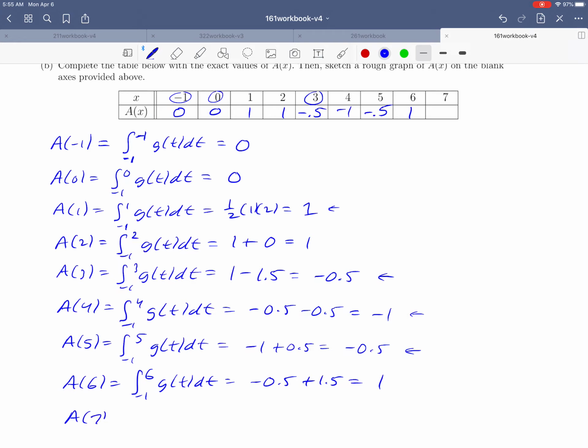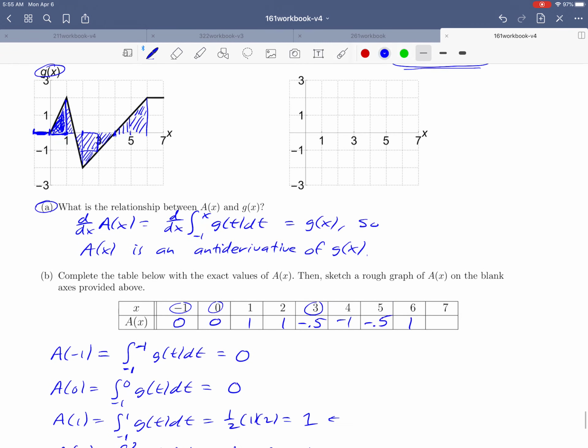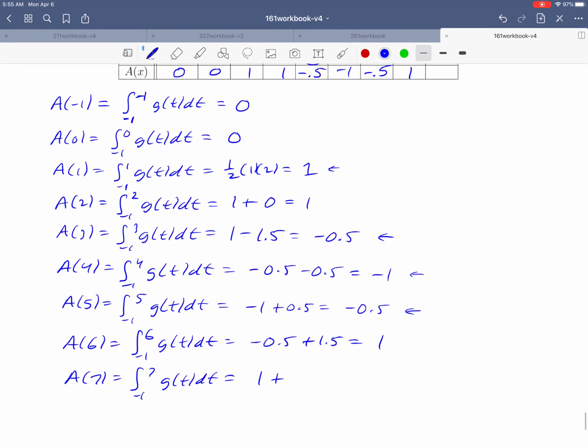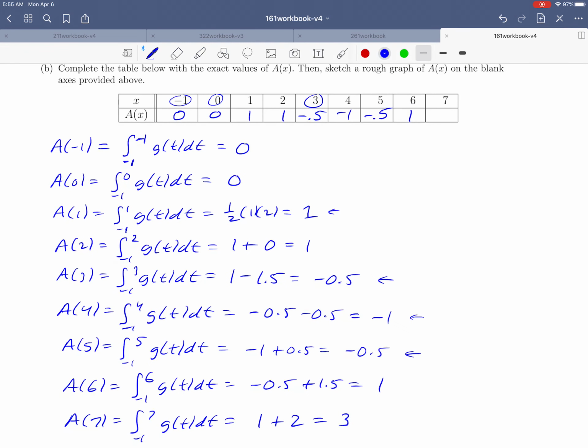Okay, and then finally, A of 7, let's see. So we'll take the 1 that we got at the step above, sneak a peek at our graph, and between 6 and 7, it looks like we're adding another 2 squares of area. So we'll add 2 and get 3, and that appears to be our final value. Okay, so we have completed the table for A of x, and now they're asking us to sketch a rough graph of this new function that we created.